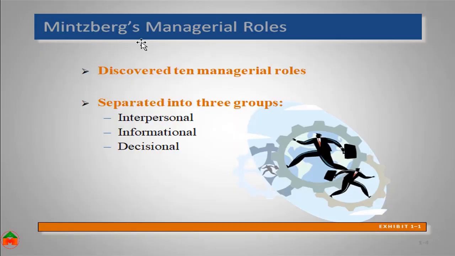According to Mintzberg, there are 10 types of roles that should be performed by the manager, and these 10 types of roles are categorized into three groups. One is interpersonal, and the second one is informational, and the third one is decisional. That means the roles of the managers are categorized into 3 groups. But in total, there are 10 managerial roles.